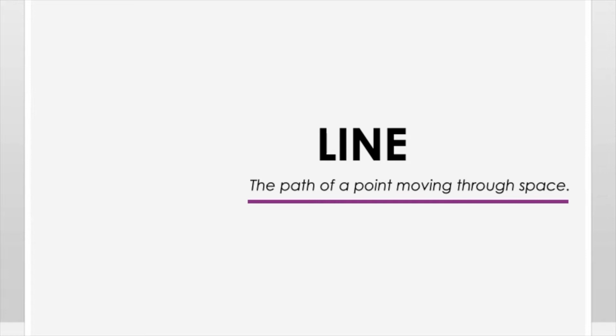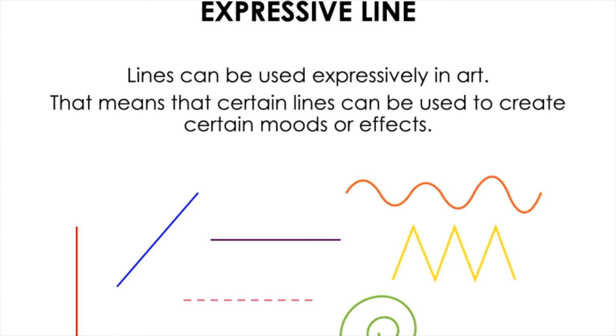We're going to talk about two categories of line today. The first one being expressive lines. So you need to write that down. Expressive lines. These are lines that can be used expressively in art. So I would write the next sentence, which says, that means that certain lines can be used to create certain moods or effects. Okay, we talked about different types of line last week. Now let's see how they could be used to express in art.